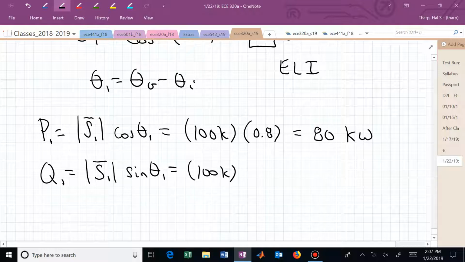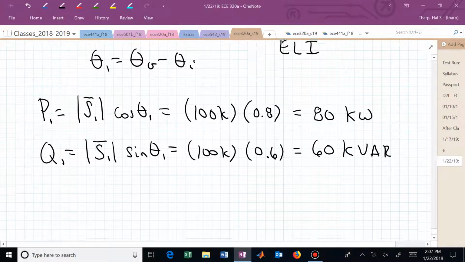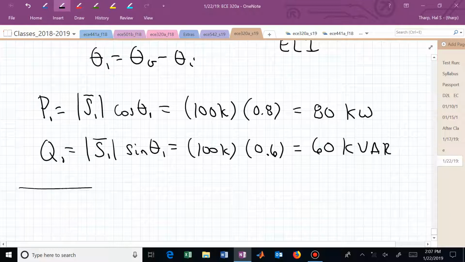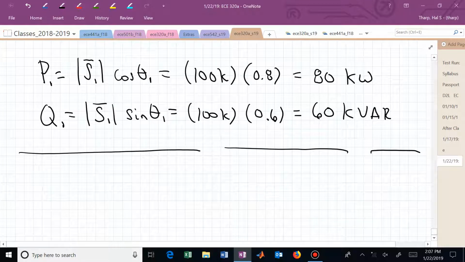And the sine of 36.9 degrees is 0.6, so now we have 60 kilovars for our reactive component of load 1. Now we're in business in terms of adding these orthogonal component parts. Q1 and P1 we can now add if we have those same kinds of components for load 2.